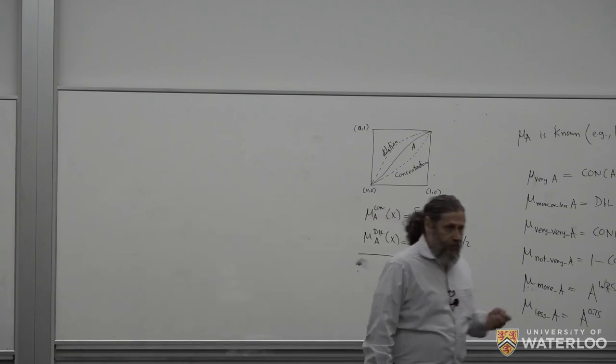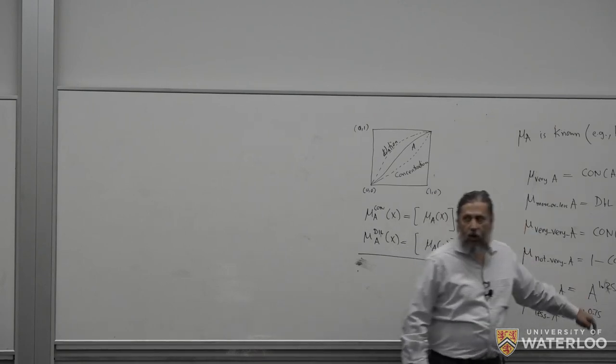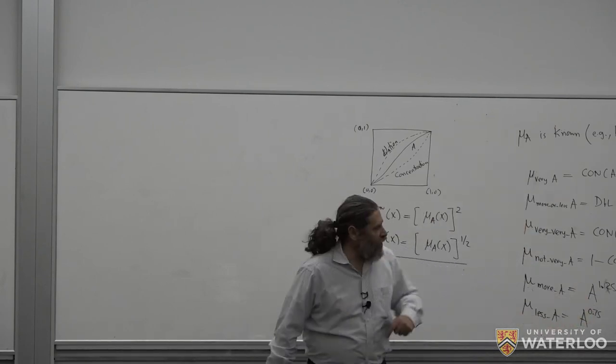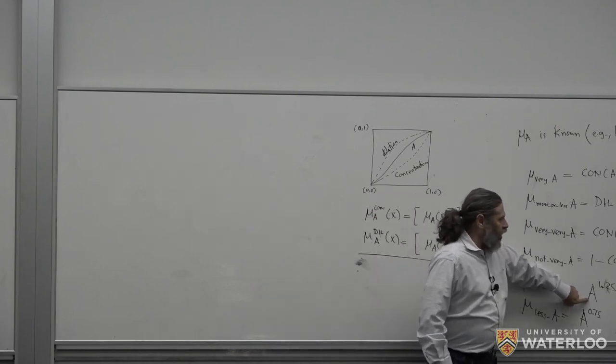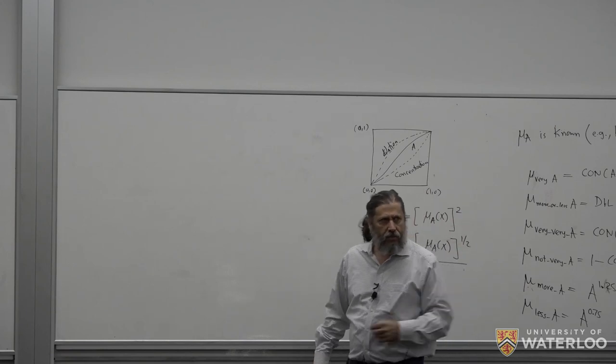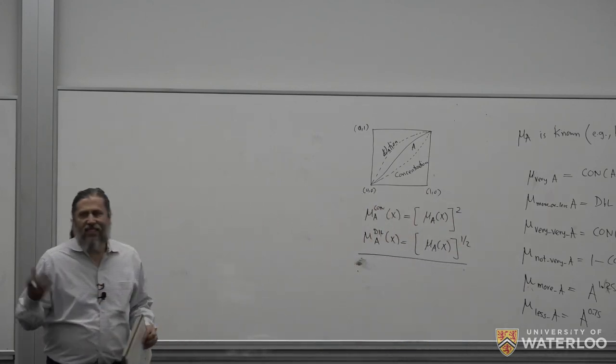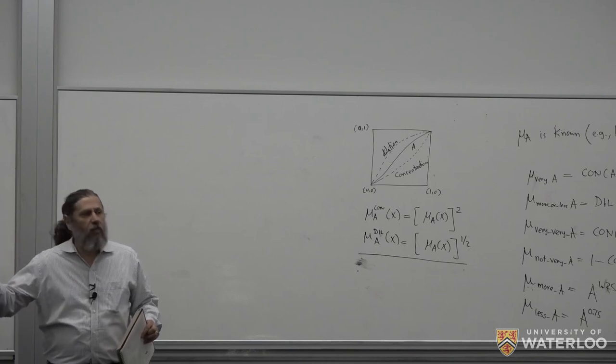Yes? When you say a to the power of 1.25, do you mean mu a of x? Yes, I mean mu of a. So why did I write it that way? Because some people do that. So I should actually write mu of a. But I just did it that way. Because a fuzzy subset is represented through its membership function.